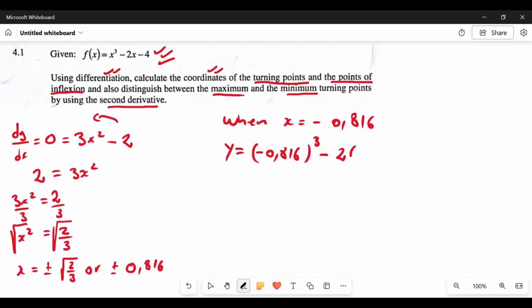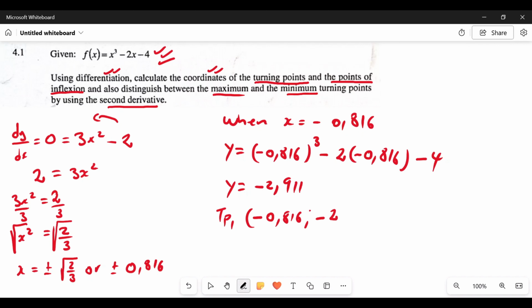Minus 2. Wherever there is x, we put negative 0,816 minus 4. You put this on your calculator, you'll get your answer, which is going to be negative 2,911 approximately. So even if you leave it like this, we can say this is our y. So you can say turning point 1, the coordinates are when x is negative 0,816, your y is going to be negative 2,911. There we go.